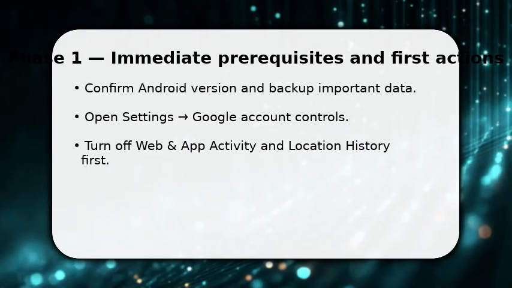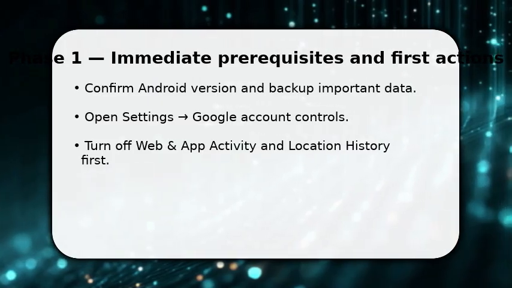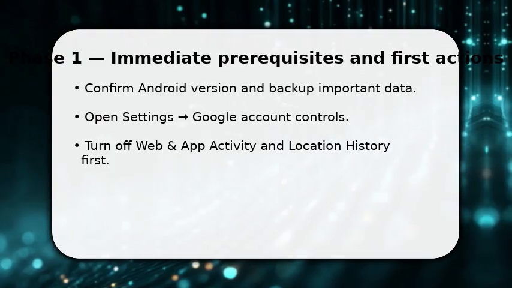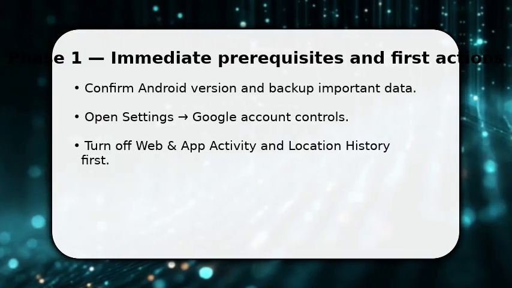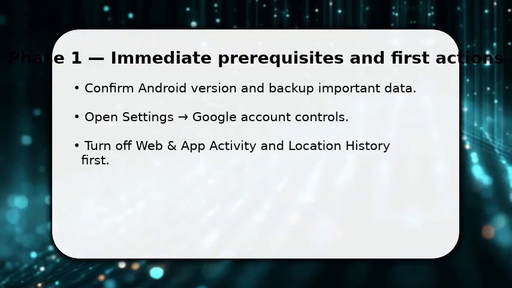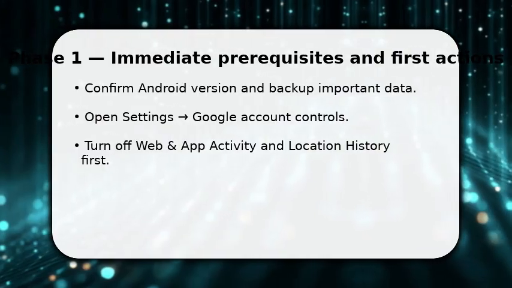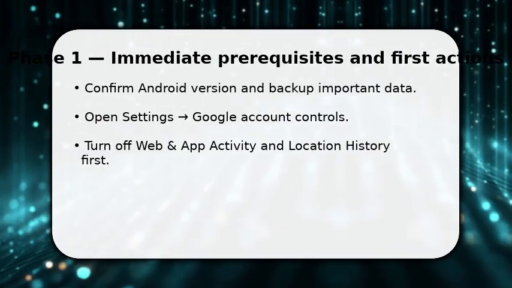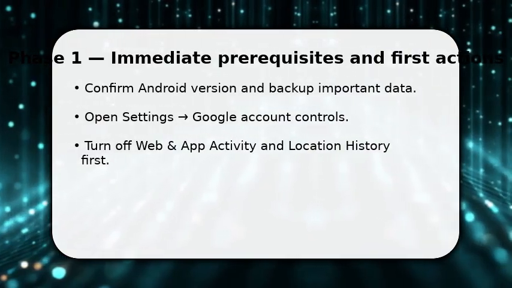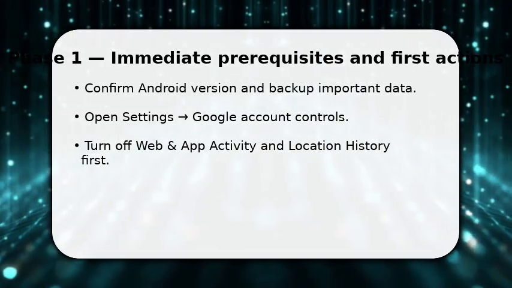You start by checking your Android version and making a quick backup. This prevents surprises. Once ready, open Settings and tap Google to reach account controls. You'll first toggle off web and app activity and location history because they capture searches and movement. Make sure to read the brief prompts. Google explains data use, then confirm your choice. Once done, return to the main Google controls to continue the privacy tightening steps in the next section.